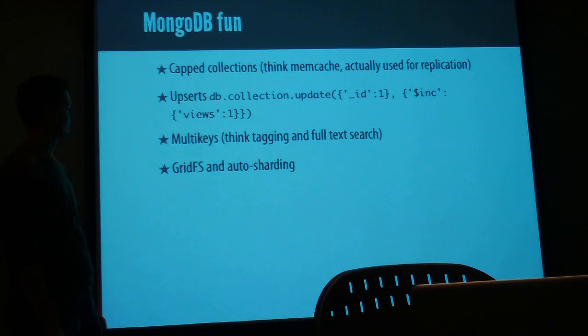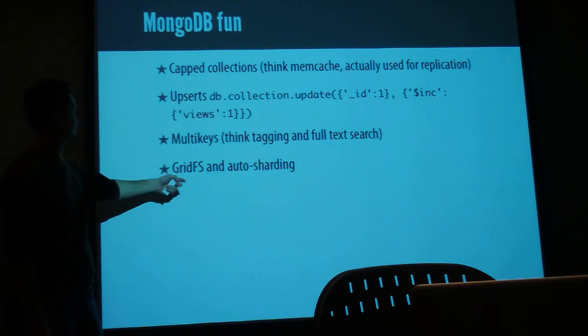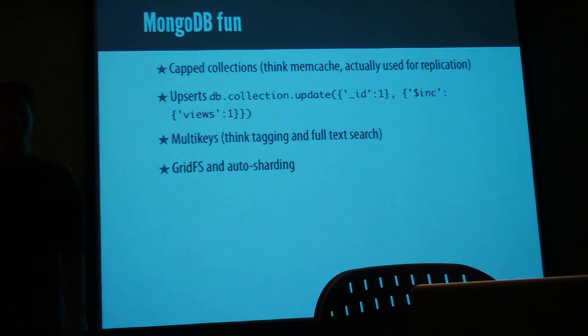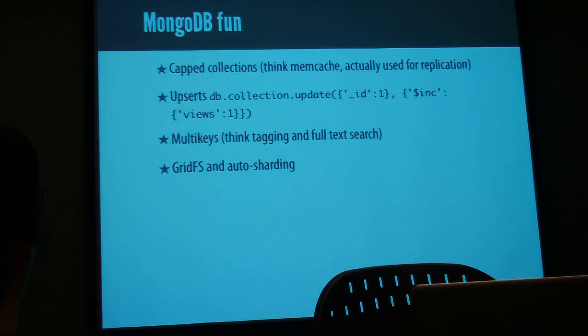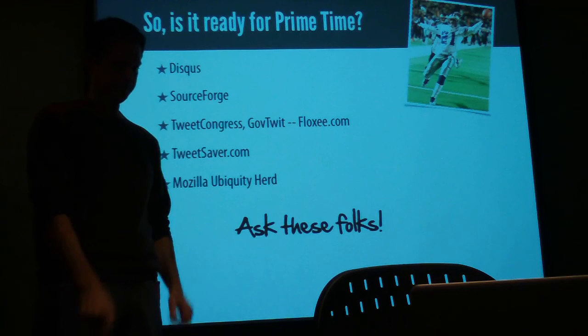Multi-keys, cool for things like tagging. GridFS, built-in file system storage within the database. We've used this for logo uploads and things like that. Instead of having to mess with S3 and replication and things of that sort, we just store them directly in the database, and that way, where the data goes, we've got our assets right there with it.